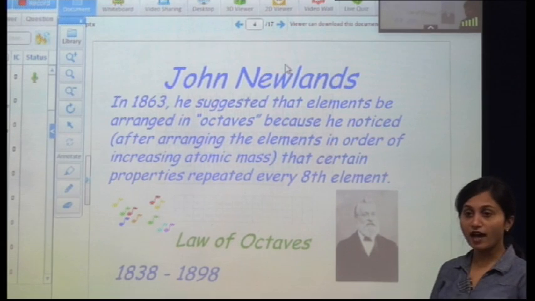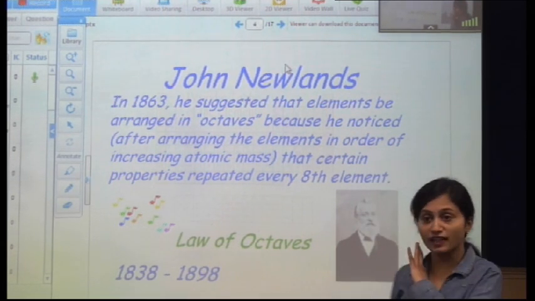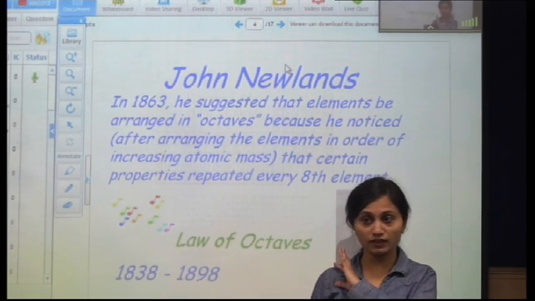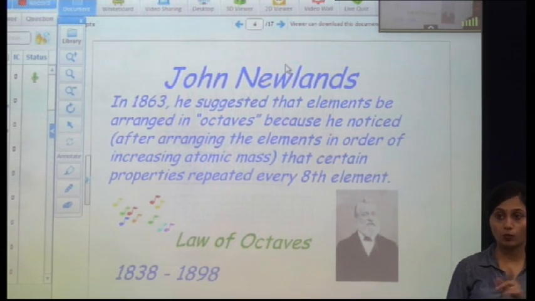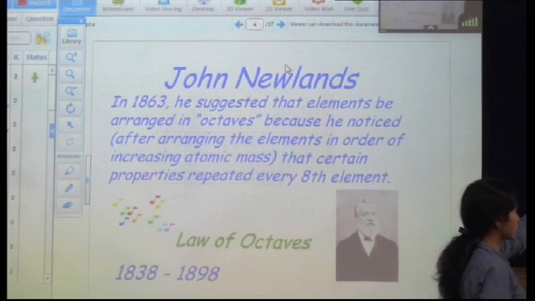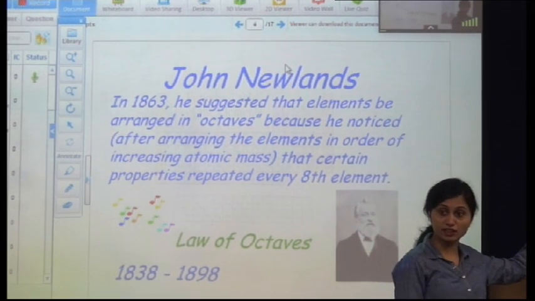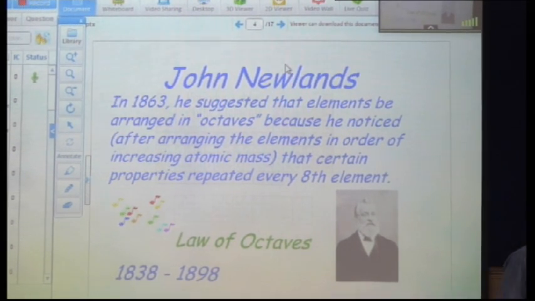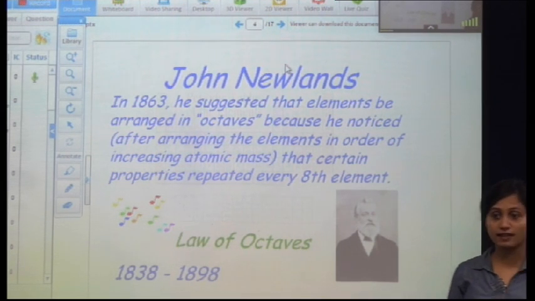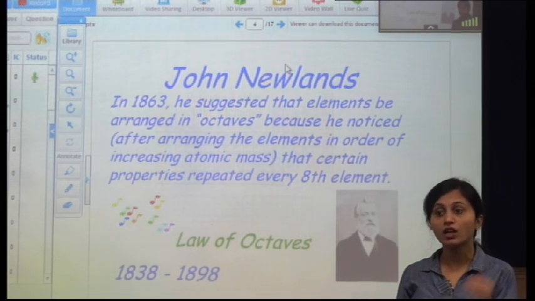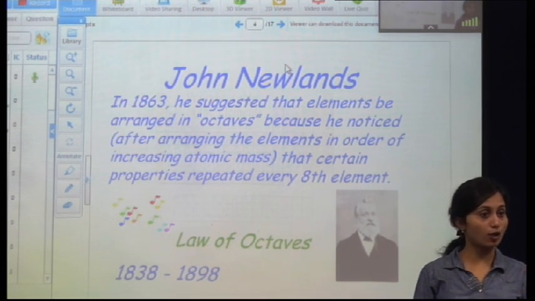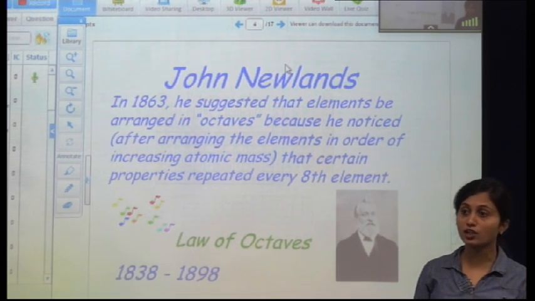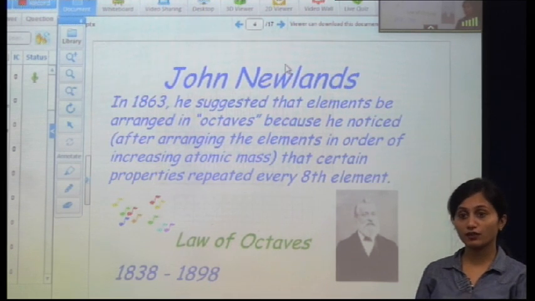Okay, now what Dobereiner did in 1829 was give his group of triads, according to the atomic weights. This was also followed till almost 1862, when Chancourtois replaced whatever was known till that time with an arrangement according to increasing atomic weights, because he felt that if these atomic weights are arranged in an increasing order, probably you can get some kind of a periodic table.